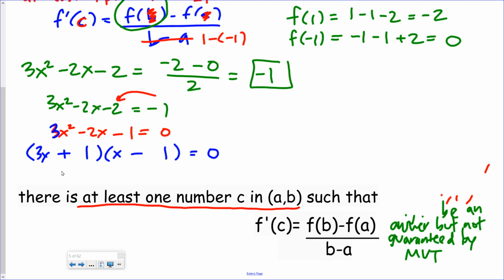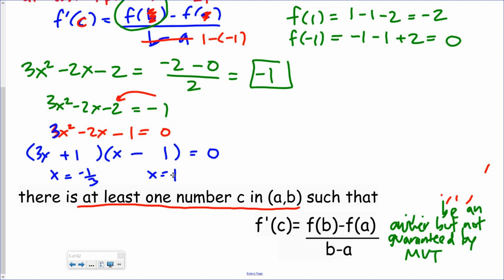Then you solve for x, and so what you get is, if something times something is equal to 0, one of these somethings must be 0. So that means 3x plus 1 is equal to 0, which will give me x is equal to negative 1/3, or x minus 1 is equal to 0, which will give me x equals 1.